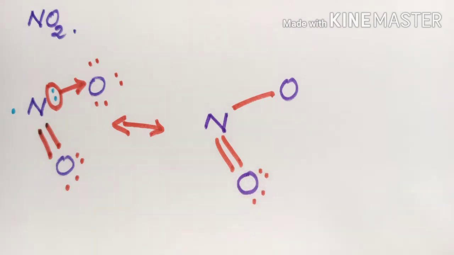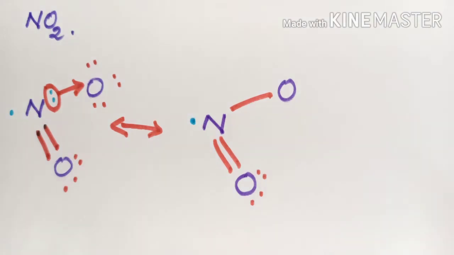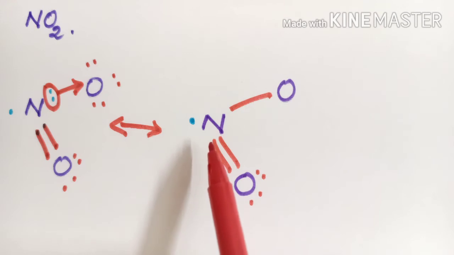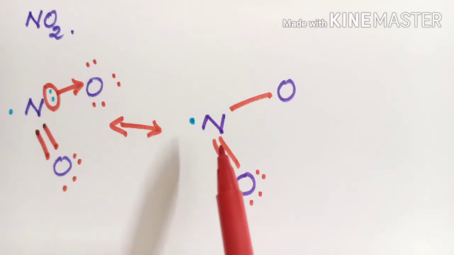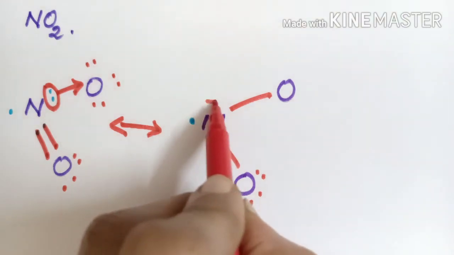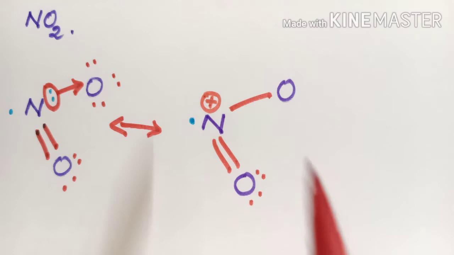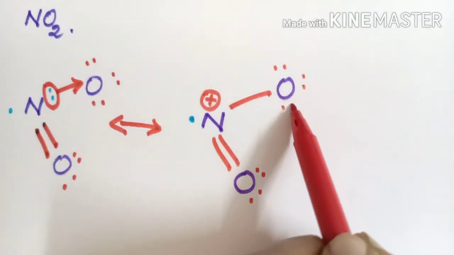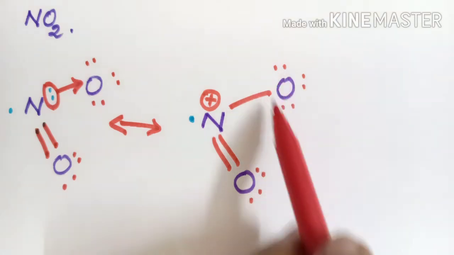Now we have an odd electron on nitrogen retained there, and now the charge on nitrogen: 1, 2, 3, 4. Only 4 electrons are there. Actually nitrogen should have 5 electrons. That means it has 1 electron less than that, so it is plus. Whereas oxygen has 1, 2, 3, 4, 5, 6, 7. That means it has 7 electrons.